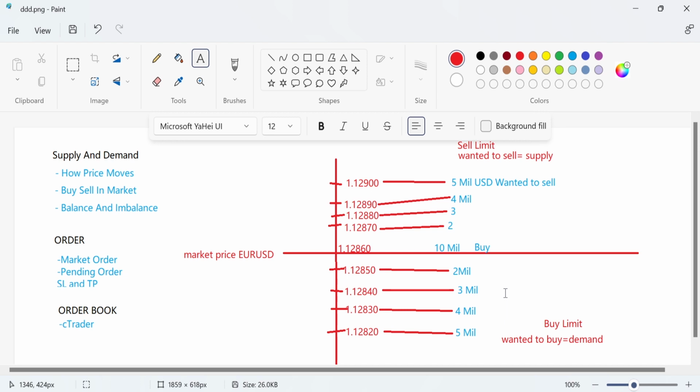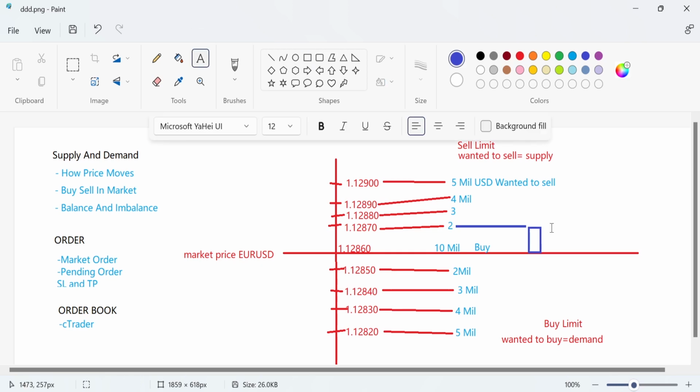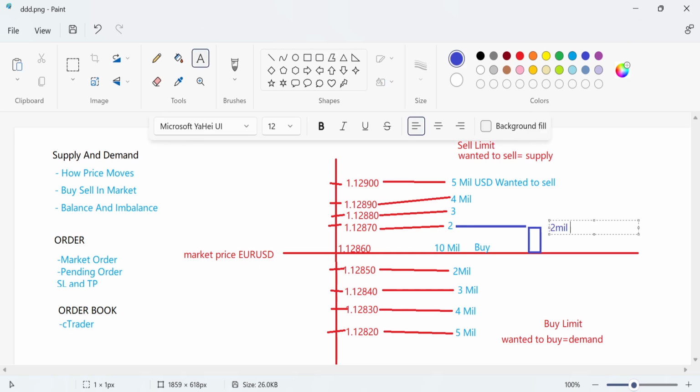Let's suppose we have an impatient person who will buy at any price, so this type of person will move the market. For example, if I want to buy 10 million, the price will go to those who want to sell. We have 2 million sell right here, so the price will stop for a while. The person who wants to sell 2 million, I want to buy 10 million. I filled 2 mil right here and 8 million unfilled. So I still have 8 million unfilled.